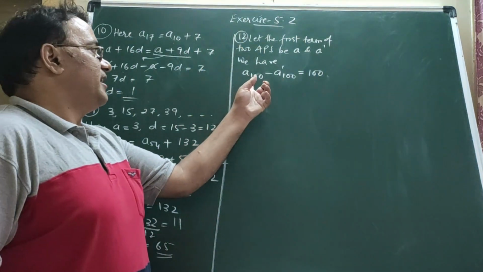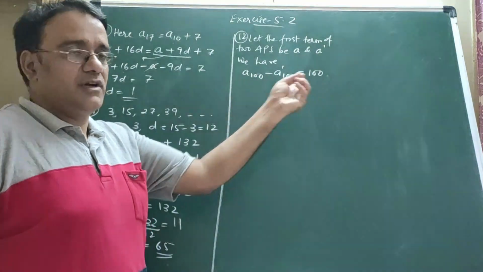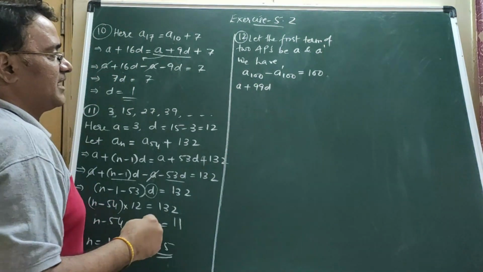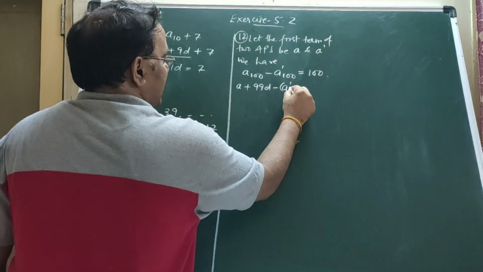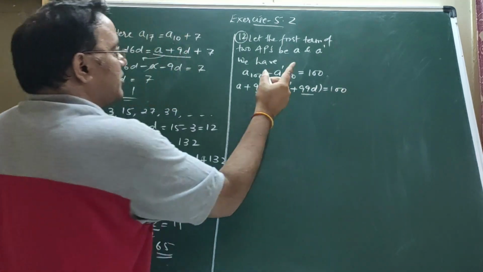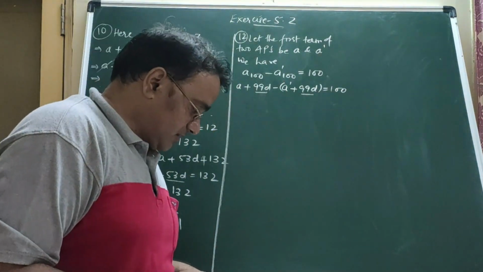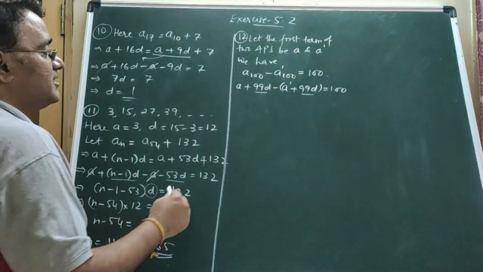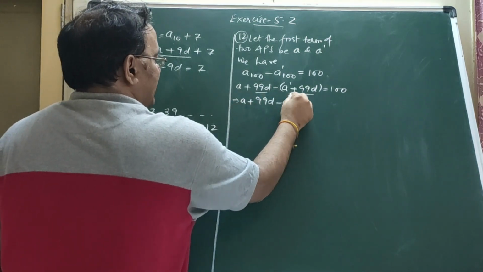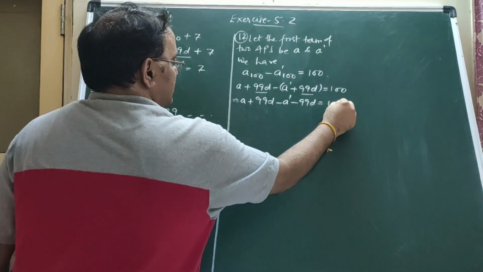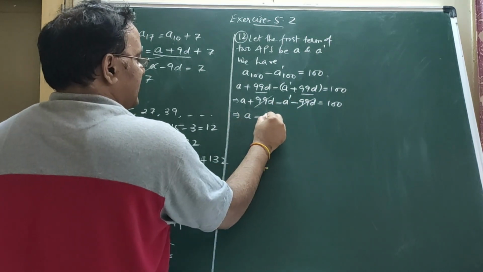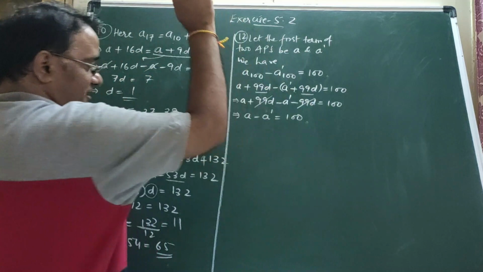ठीक है, this is given. a100 minus a dash 100 is equals to 100. So what will be a100? a plus 99d. And what will be a dash 100? a dash plus 99d. ये दोनों सेम क्यों है? क्योंकि क्वेश्चन में दिया हुआ है the same common difference. Okay, in the question it is given same common difference. So if we open the bracket, अगर हम लोग ब्रैकेट ओपन करते हैं तो ये माइनस हो गया. Due to this sign this will become minus and this 99d will be cancelled and we will get a minus a dash is equals to 100.